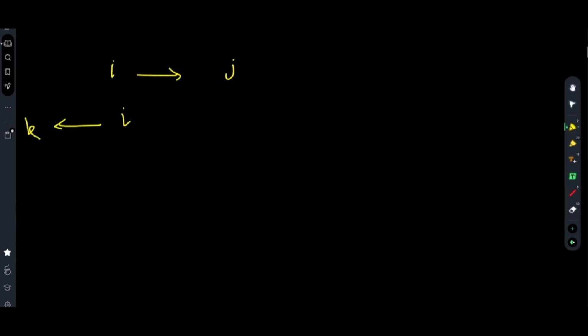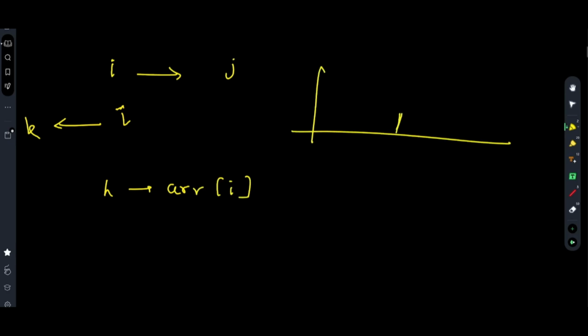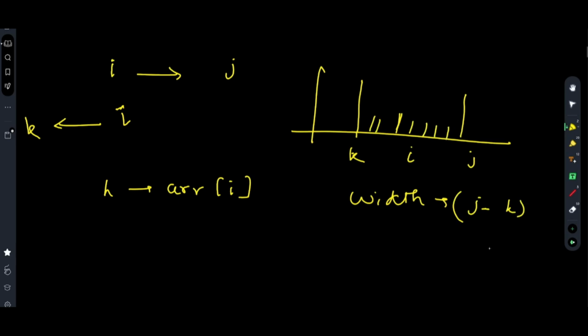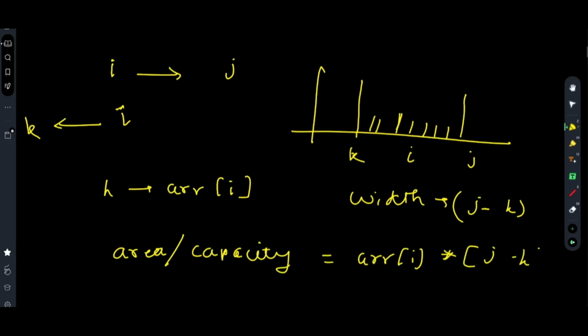So effectively the height of this particular thing is array of I. And what is the width? Let us say the width is from I, j, k. Therefore width is j minus k. Not j minus k plus 1, because you are finding out these gaps. If you have j minus k plus 1, it will give you the number of verticals. You do not need a number of verticals, you need a number of gaps. So j minus k. So area or capacity will be array of I multiplied by j minus k.